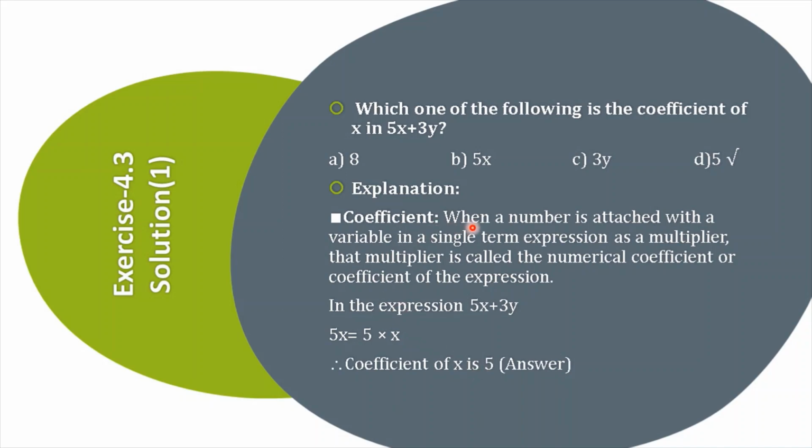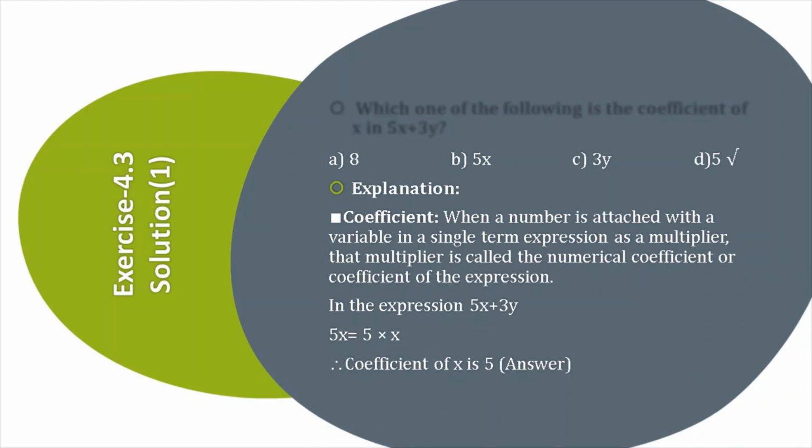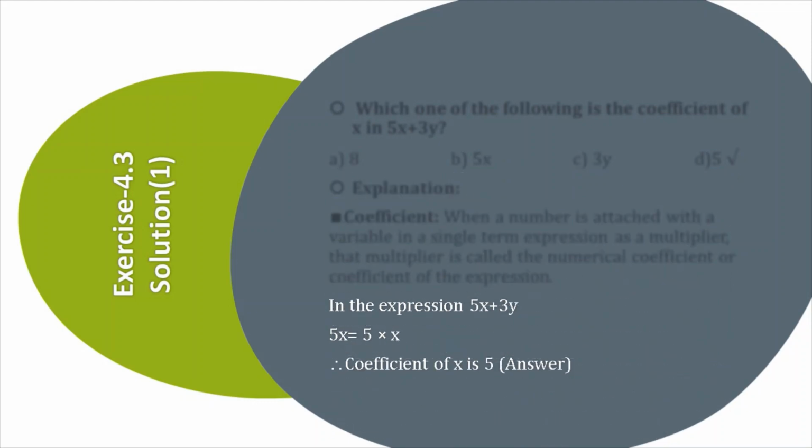Again I am saying, when a number is attached with a variable, that means here 5 is attached with the variable x in a single term as a multiplier. Because you can see in the expression 5x plus 3y there are two terms, but 5x is the single term and 5 is multiplied with the variable, so 5 is the coefficient of x. So my dear students, this is solution number 1 and the answer would be 5. You can see the definition of coefficient, and coefficient of x is 5.